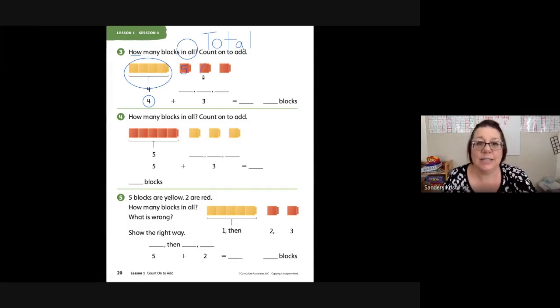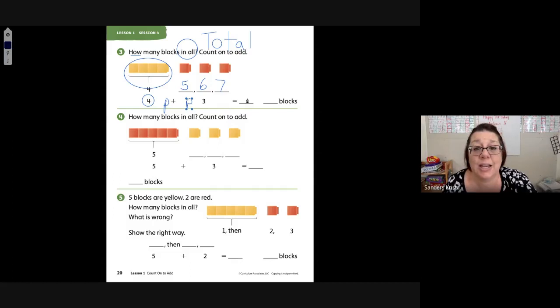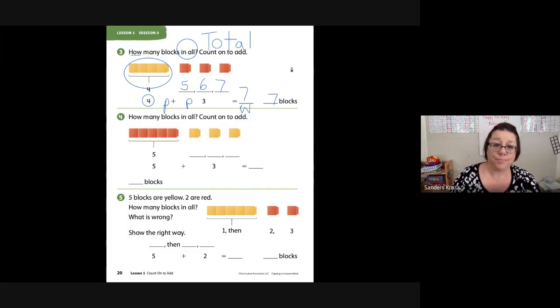7. Did I do that right? Oh, I was supposed to put those numbers right here on the line. 5, 6, 7. So we had a part, which was 4. A part plus a part, which was 3, equals the whole, which is the total. And the total is 4, 5, 6, 7. There are 7 blocks in all.